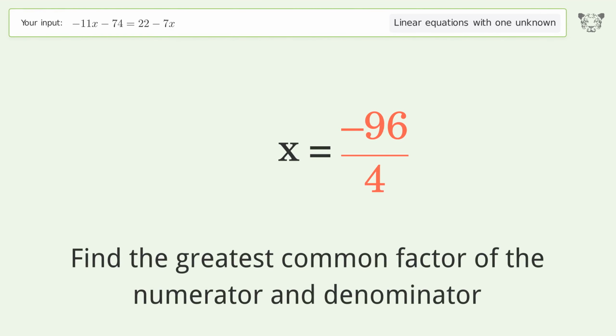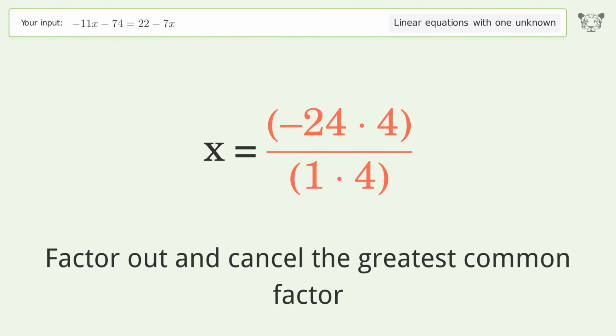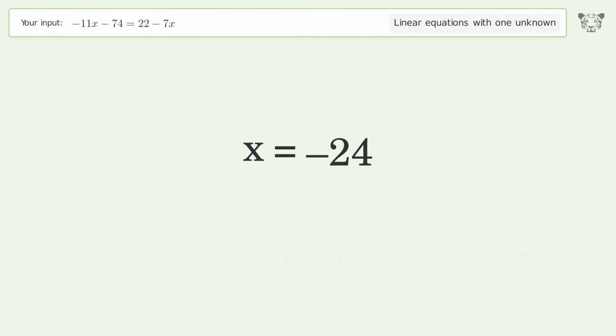Find the greatest common factor of the numerator and denominator. Factor out and cancel the greatest common factor. And so the final result is x equals -24.